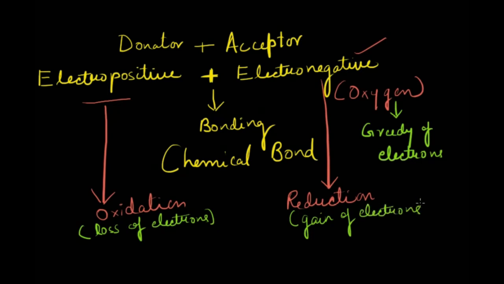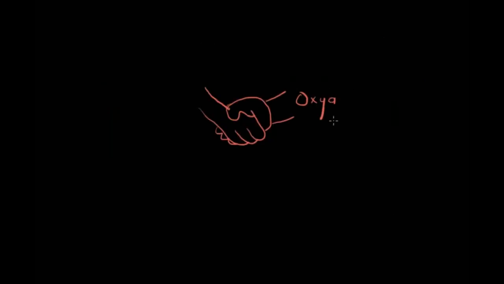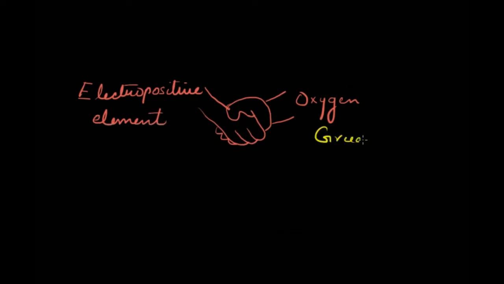So to sum this up, oxidation is like shaking hands with oxygen, where an electropositive element shakes hands with oxygen and it undergoes oxidation by losing electrons to this greedy oxygen.